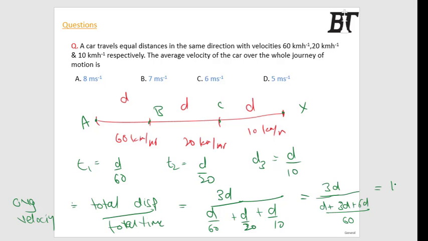So this would give me average velocity as 18 kilometers per hour, but all the options are in meters per second, so we'll ultimately have to convert it. I'm sure you know how to convert it. So we do 18 into 5 by 18, which gives me 5 meters per second. Hence option D is the answer.